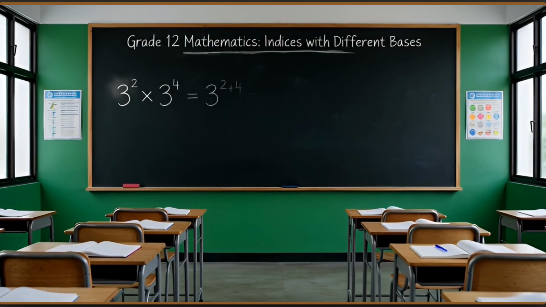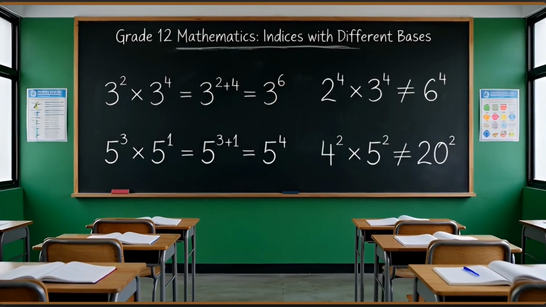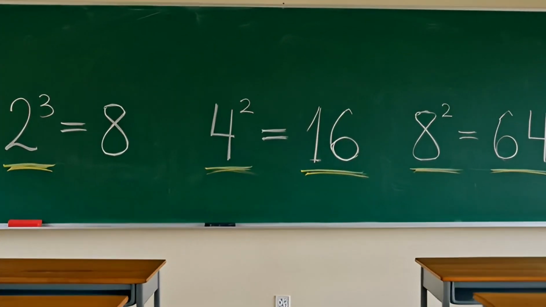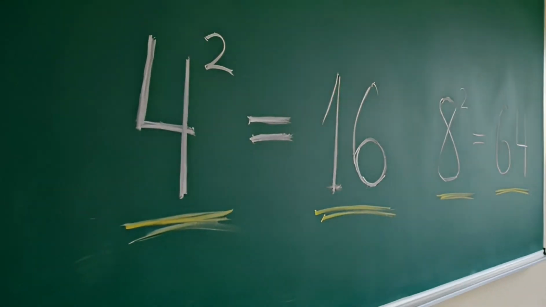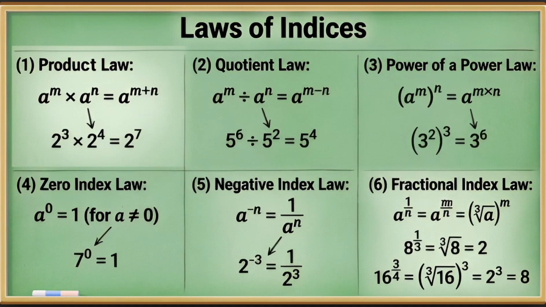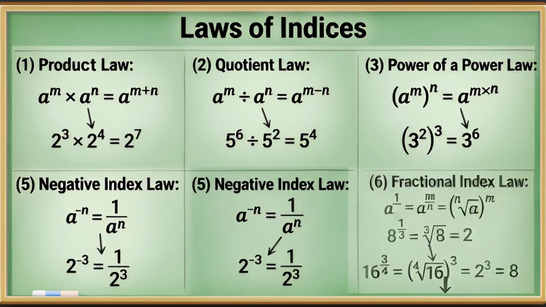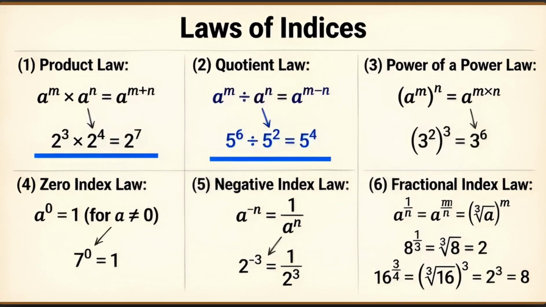In grade 12 mathematics, you will often be given equations where the bases look different at first, like 2, 4, and 8. But students must remember, these numbers can be rewritten in the same base. Once the bases are the same, we can apply the laws of indices correctly and solve the equation step by step in a logical way.